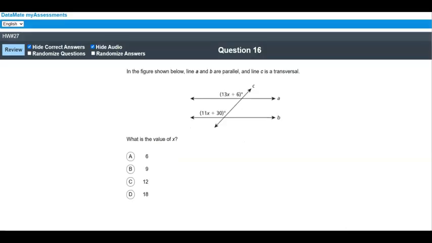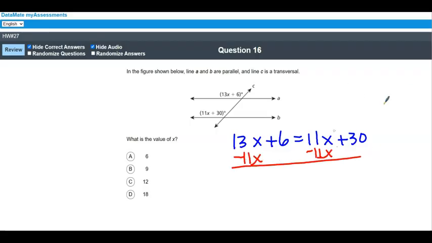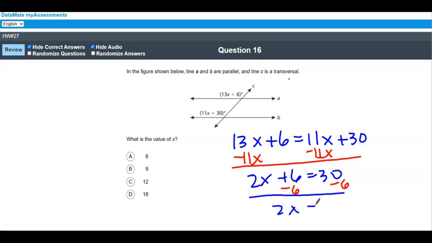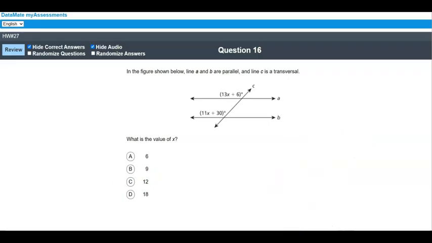Question 16 is also using parallel lines. These are also congruent for a different reason. They're corresponding, but they are equal to each other. So 13x plus 6 equals 11x plus 30. I'm going to subtract 11x from both sides, giving me 2x plus 6 equals 30. And then I'm going to subtract 6 from both sides, giving me 2x equals 24. And finally, dividing both sides by 2, giving me x is equal to 12.